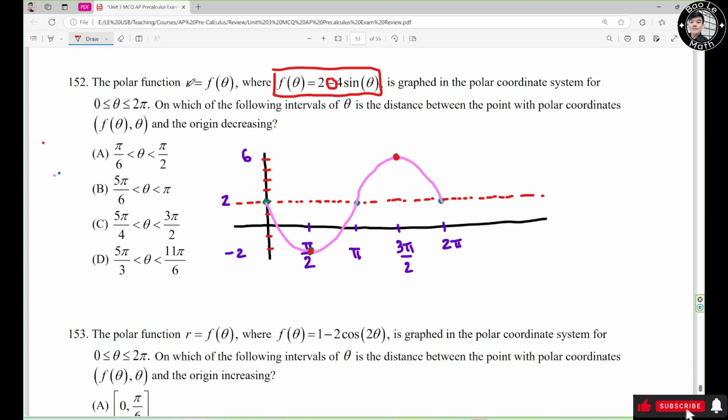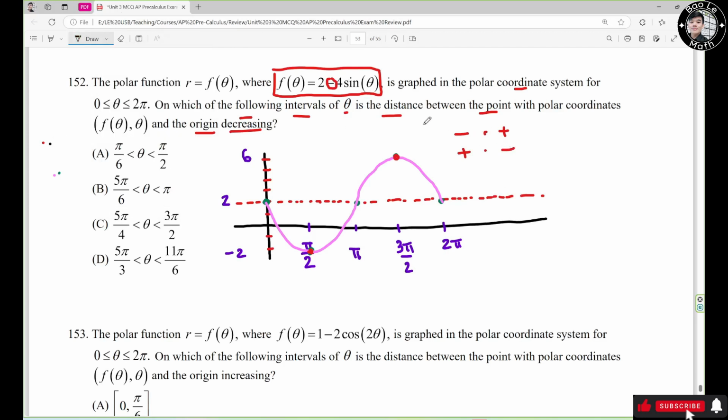The polar function r equals f of theta, where f of theta equals 2 minus 4 sine theta, is graphed in the polar coordinate system for theta from 0 to 2 pi. On which of the following intervals of theta is the distance between the points with polar coordinates f of theta and the origin decreasing? So the distance is decreasing, which means this product is negative. Negative can be written as negative times positive, or positive times negative.